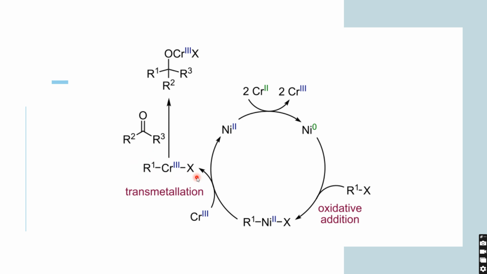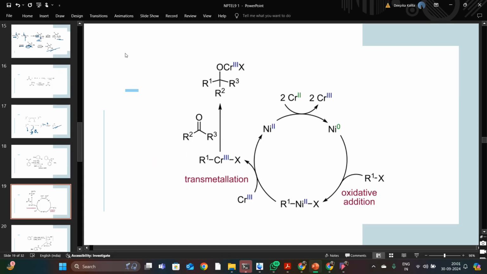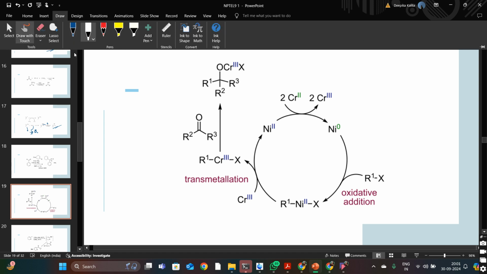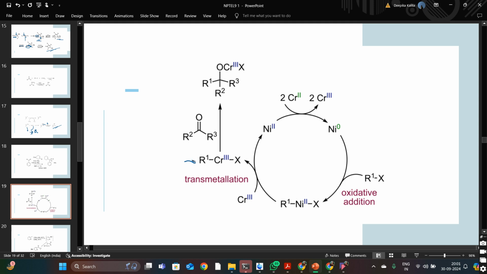Now, the introduction of the carbonyl compound, either aldehyde or ketone, will take place, and this organochromium complex is now going to shift this R1 alkyl group to the carbonyl carbon. Because of the shift, you are going to generate a new species of this type, where the oxyanion which you are going to get is taking the chromium 3 plus X as the counter cation.